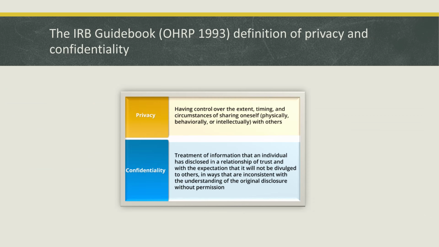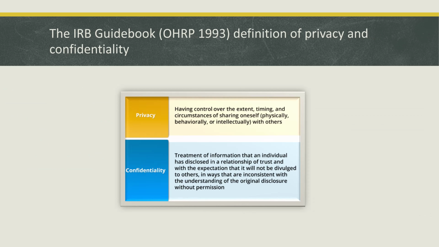Here, privacy is defined as having control over the extent, timing, and circumstances of sharing oneself either physically, behaviorally, or intellectually with others. Confidentiality, on the other hand, is concerned with treatment of information that an individual has disclosed in a relationship of trust and with the expectation that it will not be divulged to others in ways that are inconsistent with the understanding of the original disclosure without permission.